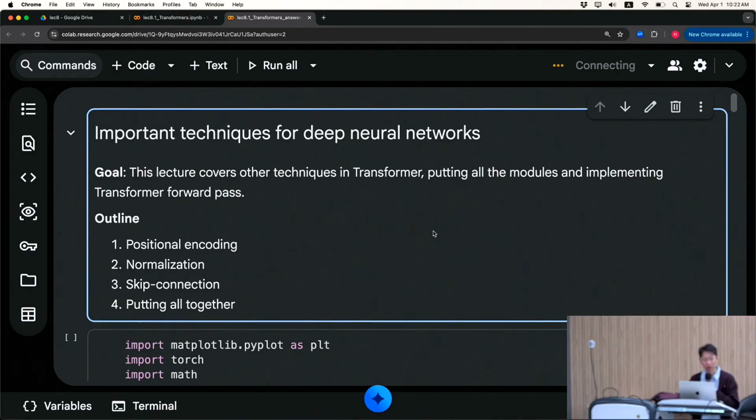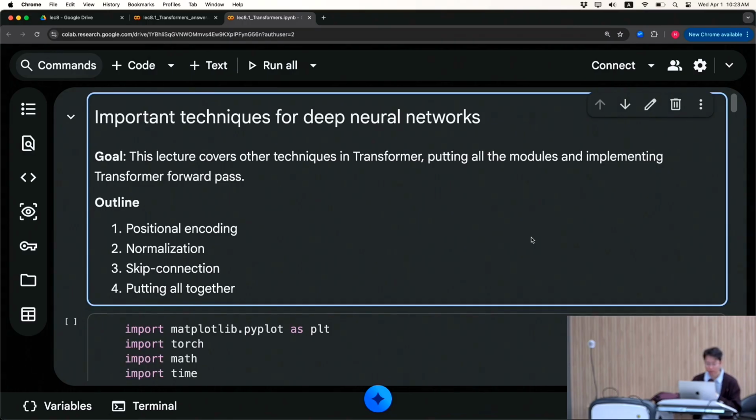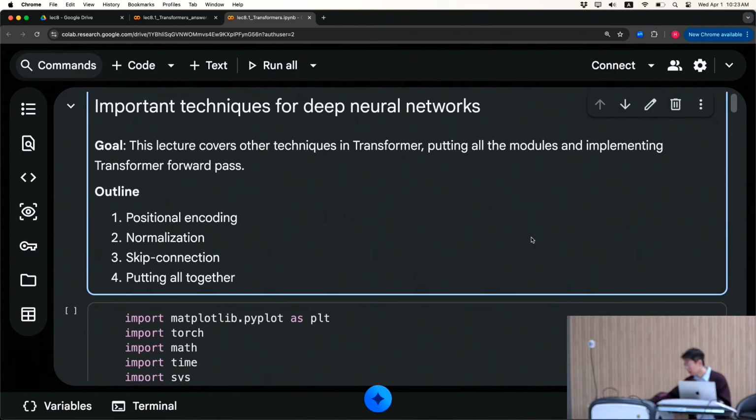So, like we briefly talked about in the lecture, in modern implementation, you need much more than this. You need residual connection, pre-norm, RMS norm, and SwiGLU, MoE, LoRA, all these things. So that's what we're going to do. Oh, and most importantly, positional encoding.